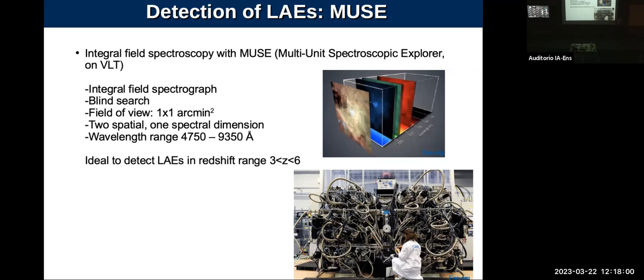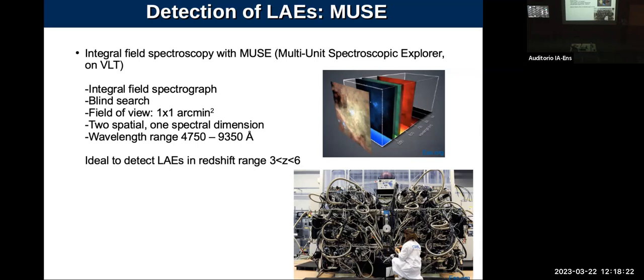So this is an integral field spectrograph, and this means that when you look at the sky with the MUSE instrument, you are going to obtain a data cube that has 2 spatial coordinates, as you can see here, but they also come with a whole wavelength information. So for each single pixel of MUSE, you obtain a data cube with 3 coordinates.